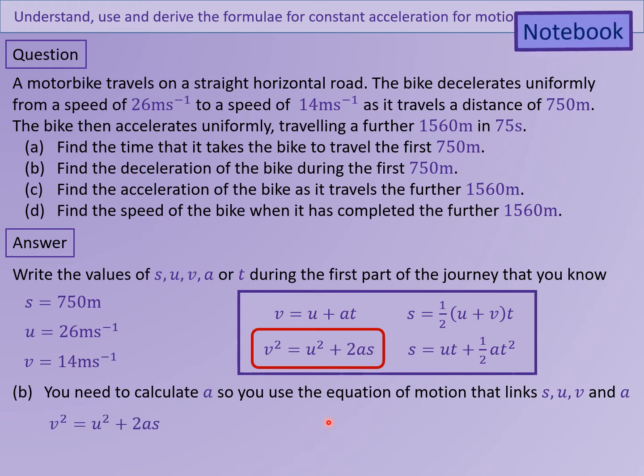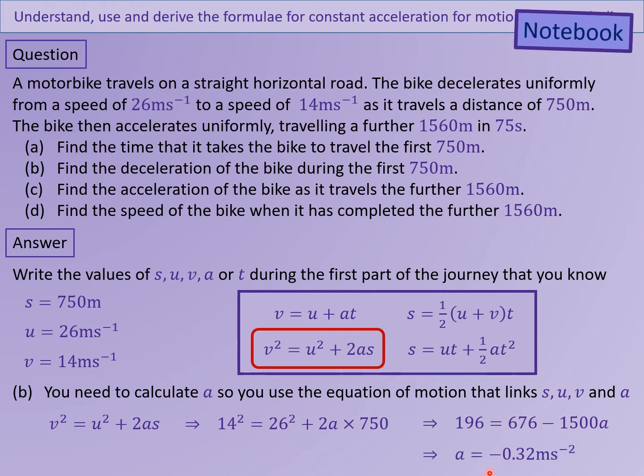So substituting these values in gives us this. We're trying to find A, so we leave it as A. We can then rearrange the formula, and this leads us to A equals negative 0.32. Notice that we've got a negative value here, which makes sense because we were expecting a deceleration. Also notice that we've put the units in for acceleration, which is meters per second squared. Always put the units in, even if a question doesn't ask for it.